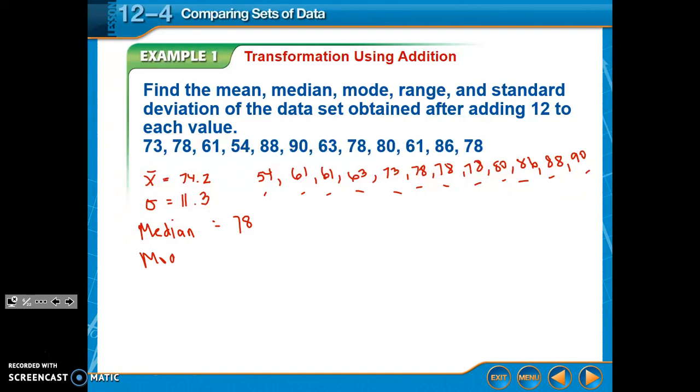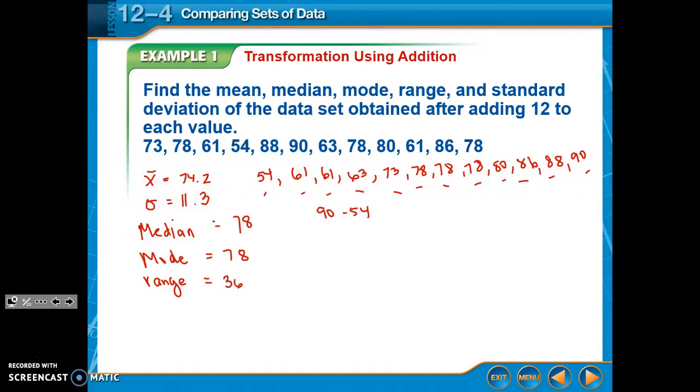Now I need to find the mode. So the mode, if you guys remember, is the number that occurs the most. So in this case, 78 occurs 3 times, which is more than any of the other ones that repeat, like 61, which has 2. So my mode is going to be 78 also. And my range is going to be the difference between my first number and my last number. So my last number is 90, and my first number is 54. So 90 minus 54 is my range, which is 36.